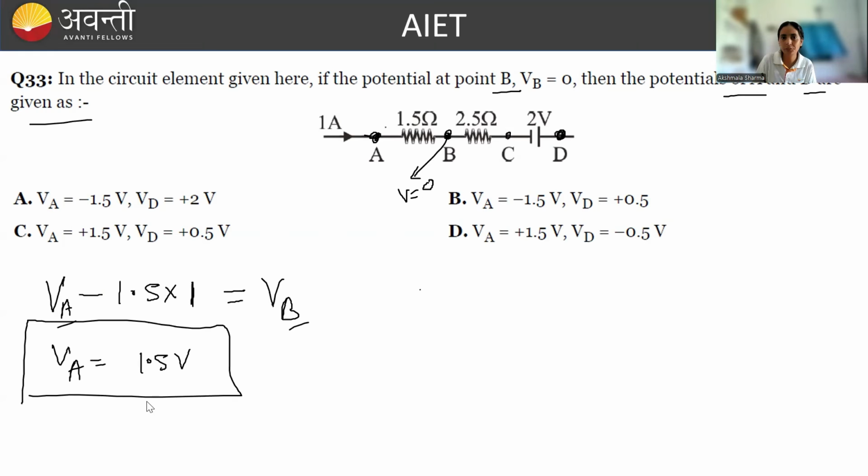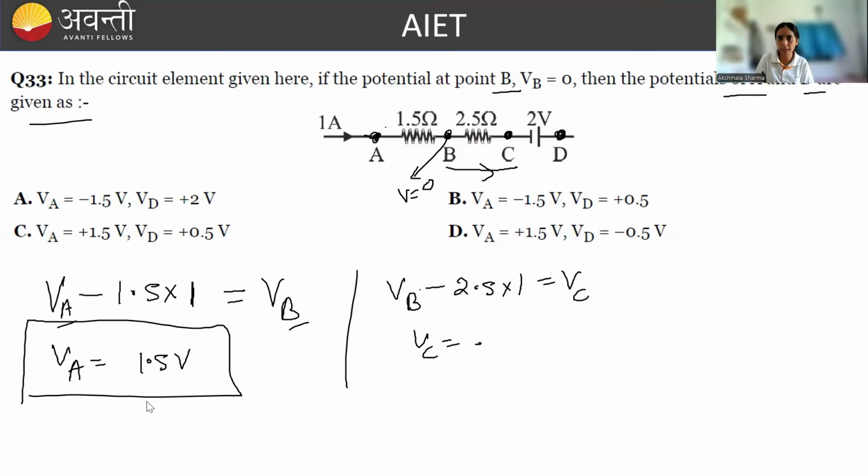So we calculated A. Next we need to calculate D. If we know the potential of C, we can easily calculate the potential of D. So let's calculate C. For that, let's move from B to C, again in the direction of current. So VB minus 2.5 into 1 will be equal to VC. And VB is 0. So VC equals minus 2.5.